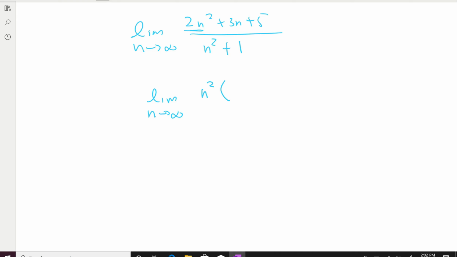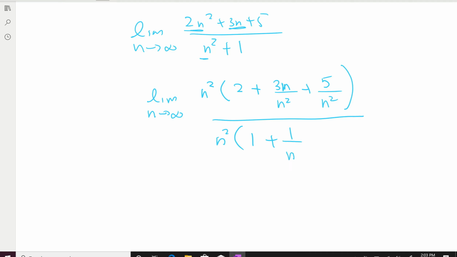When you factor n² out of 2n², 2 will be left. Plus, when you factor n² out, you divide 3n by n². Plus, you divide 5 by n². Now in the denominator also, just take out the highest degree term. n² is the term with the highest power, so take that out. There will be 1 here and 1 over n², because there was no n² here, so you have to divide by n².